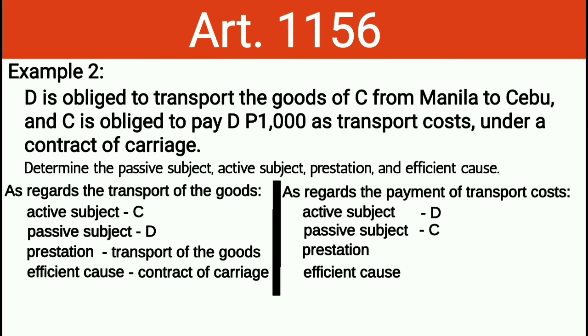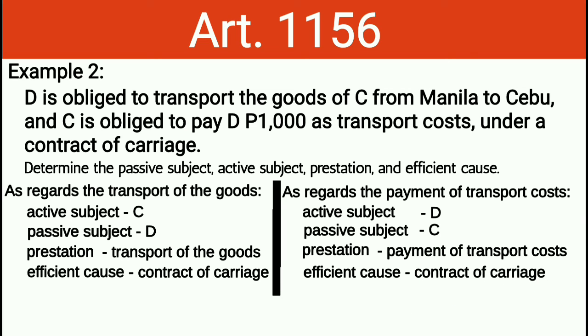Next, as regards the payment of transport costs, ano ang prestation? Ang prestation ay yung payment of transport costs. Kapag ang sagot nyo ay transport costs, mali na, because we are not talking about the thing, but rather the conduct, which is the payment of transport costs. How about the efficient cause? As regards the payment of transport costs, ang efficient cause ay contract of carriage pa rin, because the contract of carriage binds the debtor and the creditor to the obligation. Here, in this example, parehong ang efficient cause ay contract of carriage.